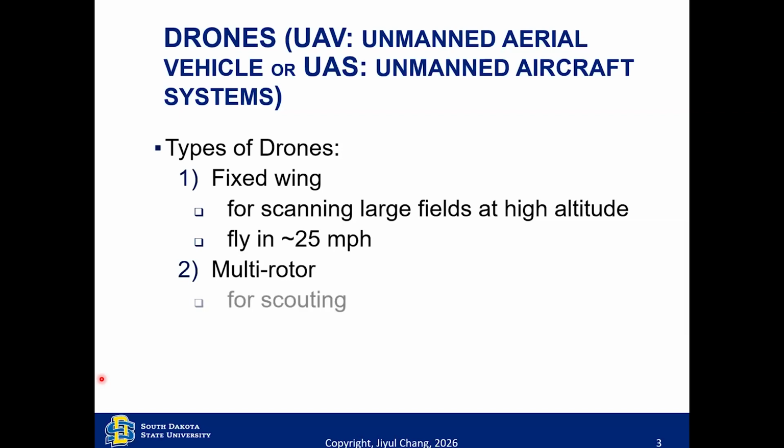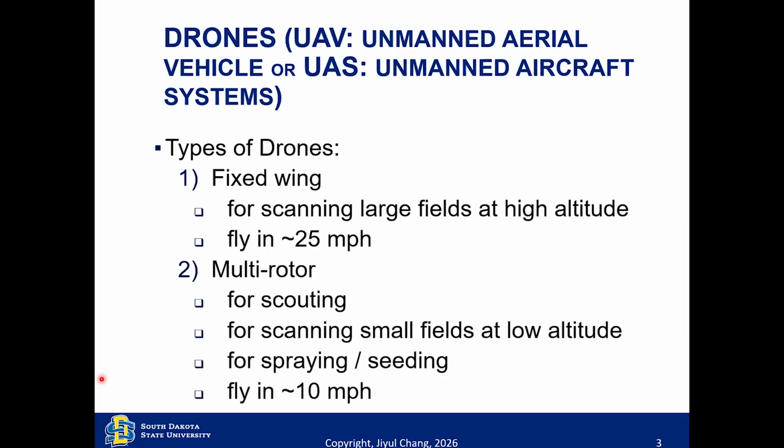A multi-rotor drone can be used for scouting and for scanning a relatively small field at low altitude. So researchers like to use multi-rotor drones to scan their study plots. Multi-rotor is also very good for spraying and seeding, especially cover crop seeding. During operation, multi-rotor drones mostly fly at about 10 or 15 miles per hour. It's relatively slow.